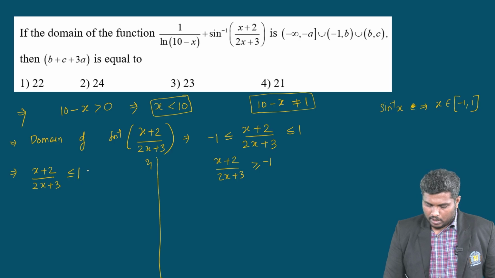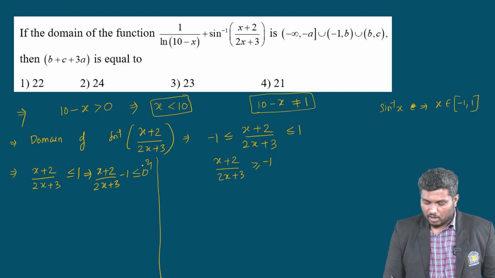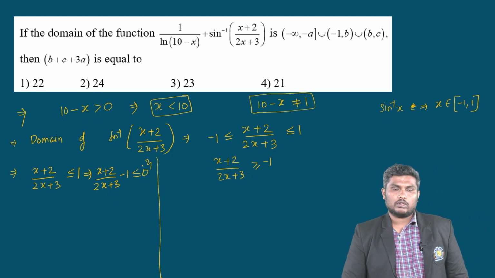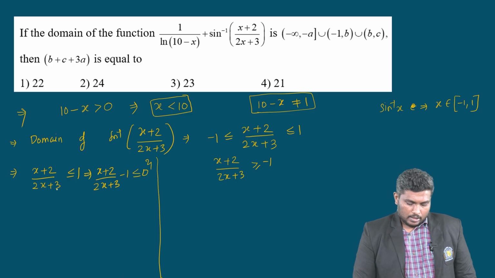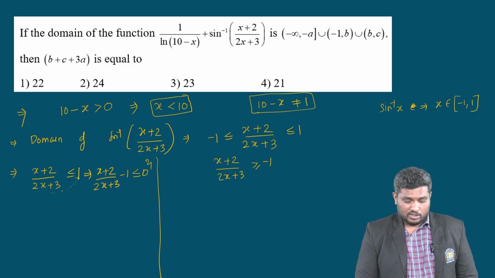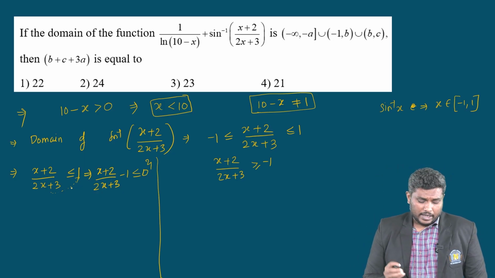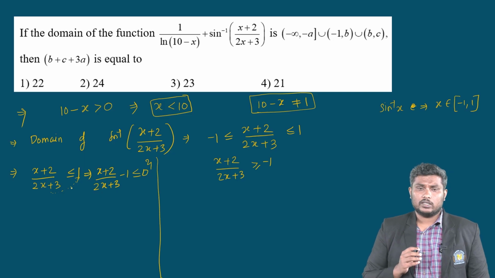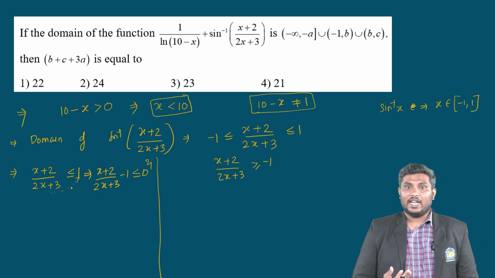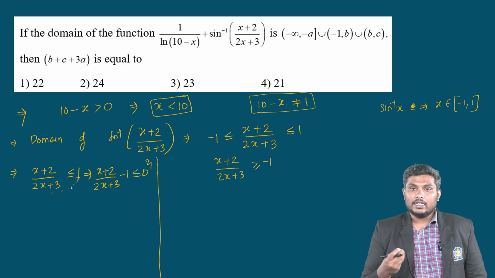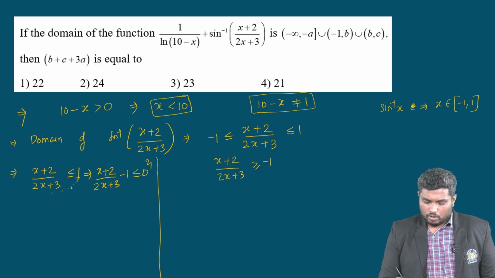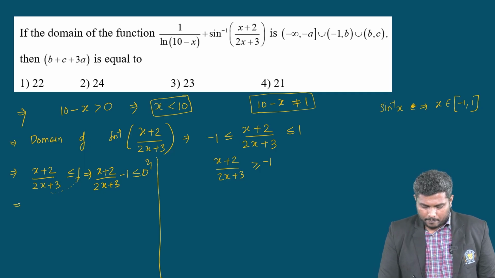So from this I can write (x+2)/(2x+3) - 1 ≤ 0. Again, the most common mistake most of you might make is sending this 2x+3 onto the other side, which is a very common mistake done by most students. Why is it wrong? Because 2x+3 can be either negative or positive, and whenever it is negative, the inequality changes. So make sure that you bring the constant to the side and solve it.